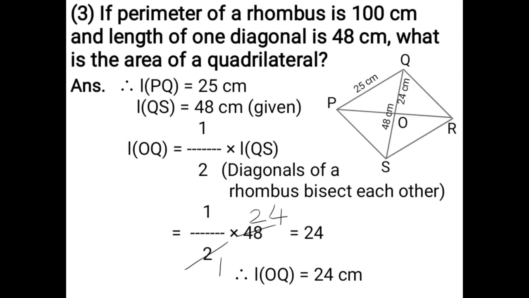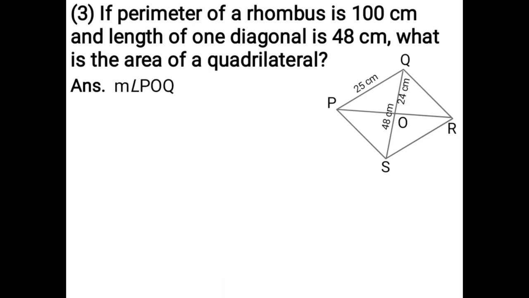Now we have to find length of OP by using the formula of Pythagoras theorem. Length of PQ, as the side of a rhombus, you got 25 centimeter. Length of OQ, as the half of the length of diagonal QS, is 24 centimeter, you got. Now we will find length of OP by using the formula of Pythagoras theorem. Angle POQ you have to take 90 degree if you are finding length of PO.